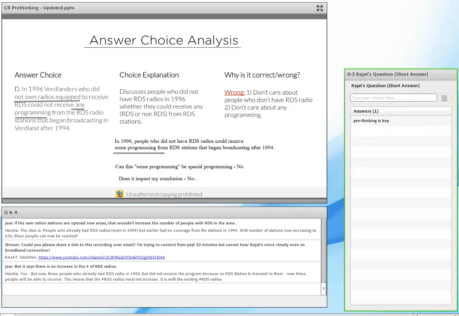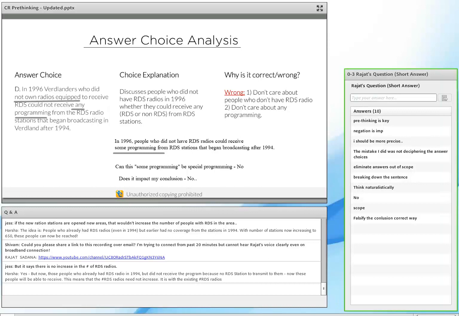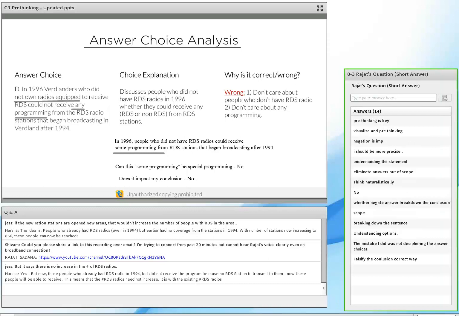Okay, pre-thinking is key. What else is key? Okay, negation is important. Falsify the conclusion the correct way. I need to decipher the answer choices. You have to break the sentence down.